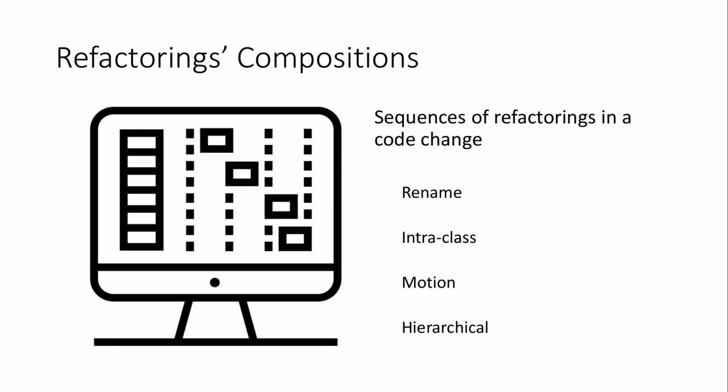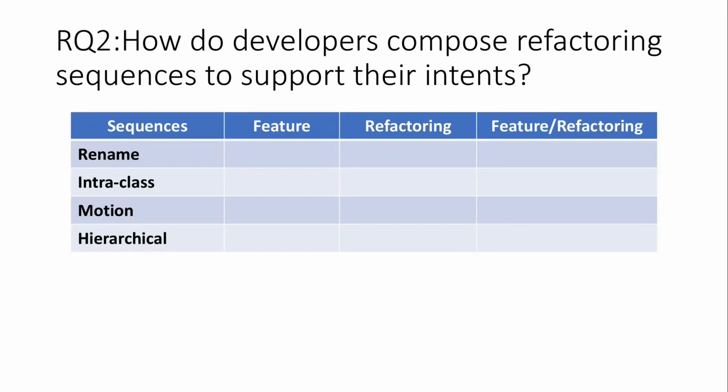So rename compositions are made of a sequence of refactorings that only rename elements. Intra-class means a sequence of refactorings that only affect a single class, only the elements inside that class. A motion category means a sequence of refactorings in which the developers moved elements between classes and packages. And a hierarchical composition is composed of refactorings that affect a hierarchy in the system. So to answer this question, we identified how many of these different categories appear for different intents.